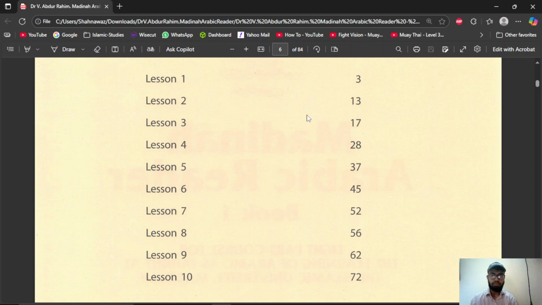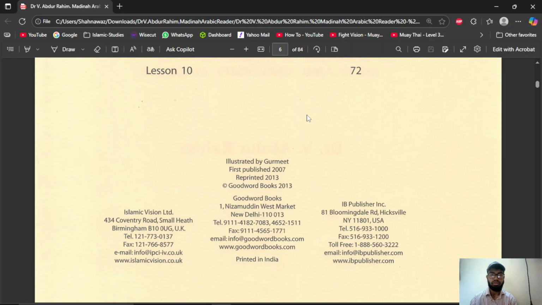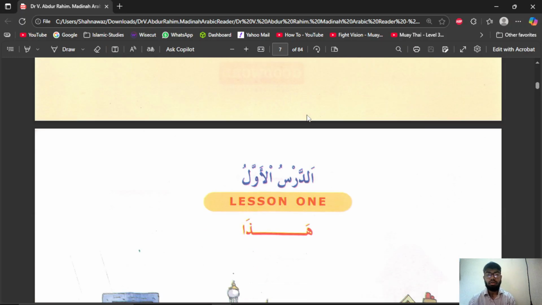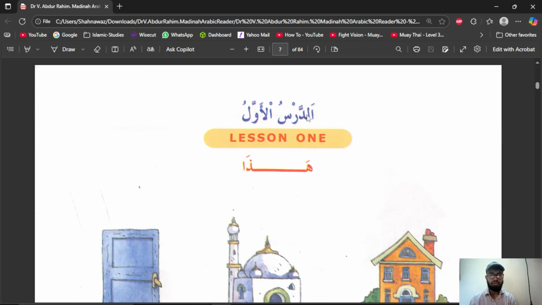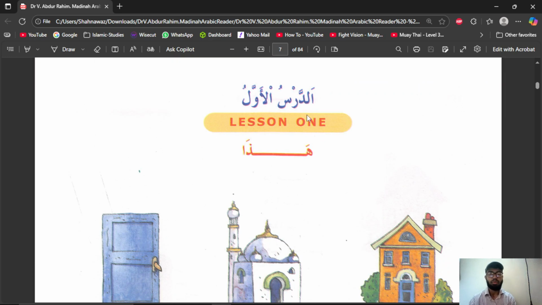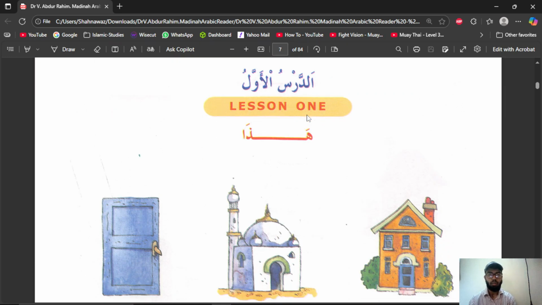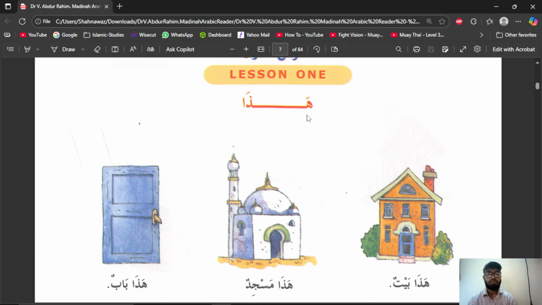Okay, so we will be starting with Lesson 1, inshallah ta'ala. This is our first lesson, Darsul Awwal, Lesson 1, and the topic of this lesson is Hadha. Hadha basically translates in English to this.